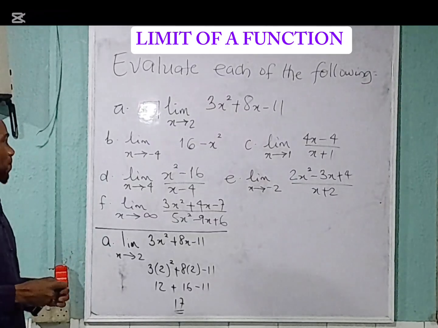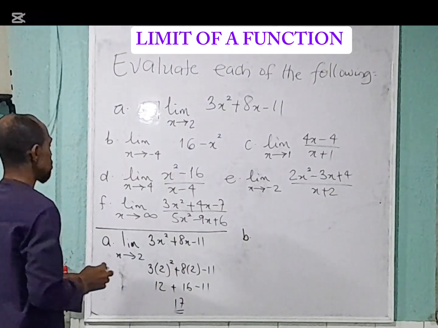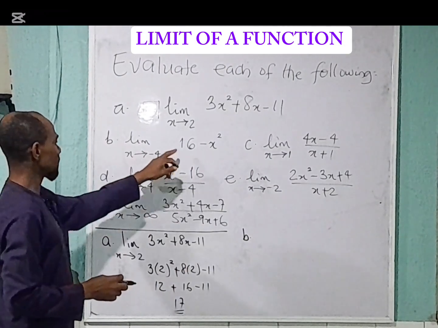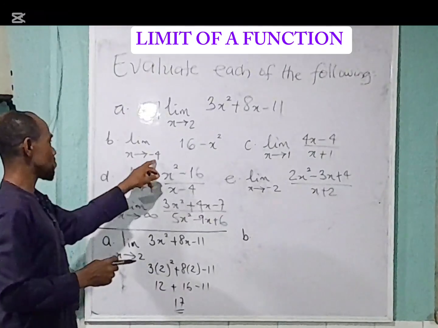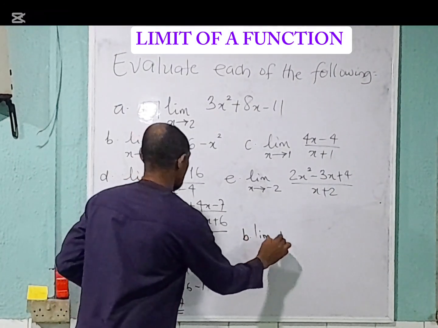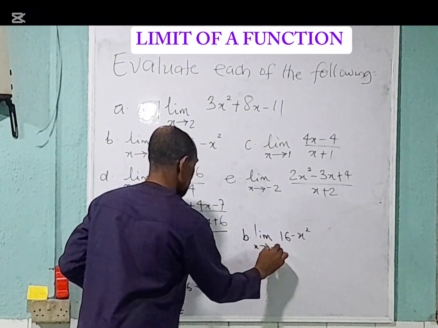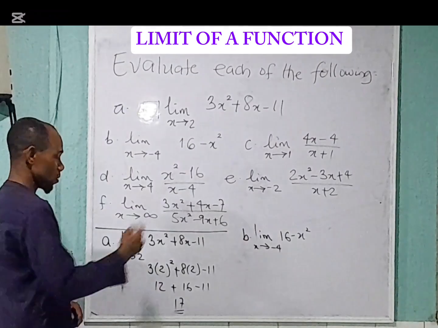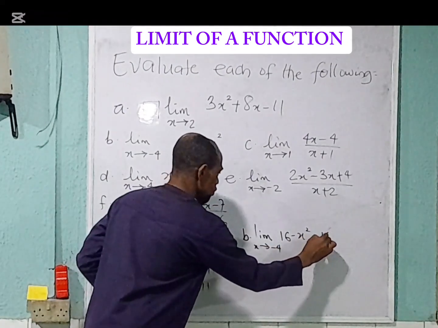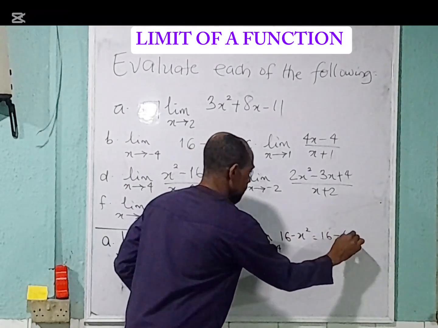And that's all. For number 2, on the other hand, we've got evaluate the limit of 16 minus x squared as x tends to minus 4. So all you need to do there is to substitute again. This time around, x tends to minus 4. So it simply means we are replacing the value of x with minus 4. So you have minus 4 all squared.